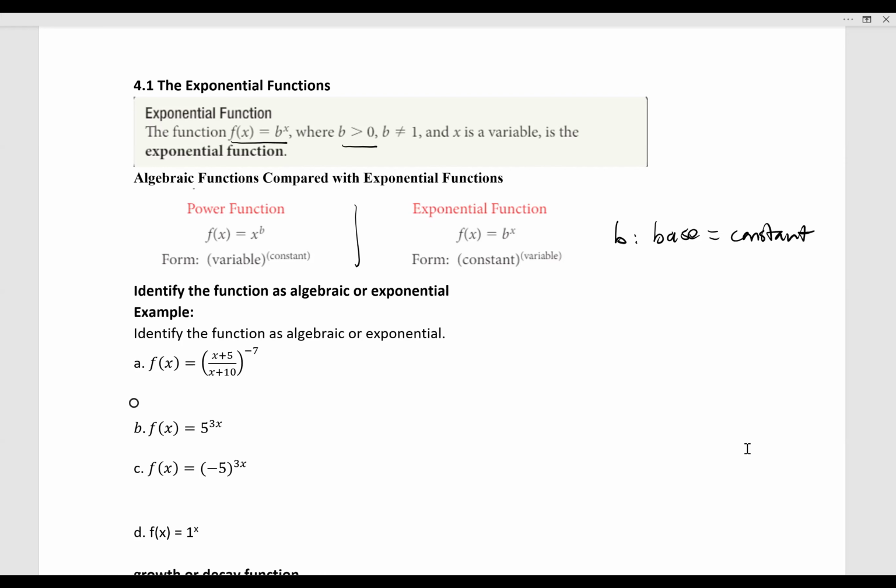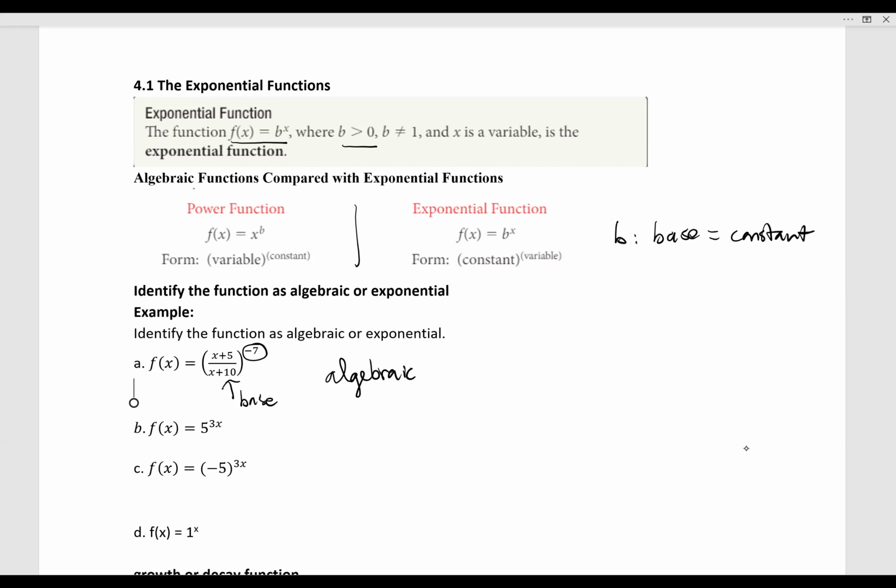For problem A, you see that the base of this function has the variable x. And when you look at the exponent of this function, it is -7, which is a constant. So you can right away say, this is an algebraic function.